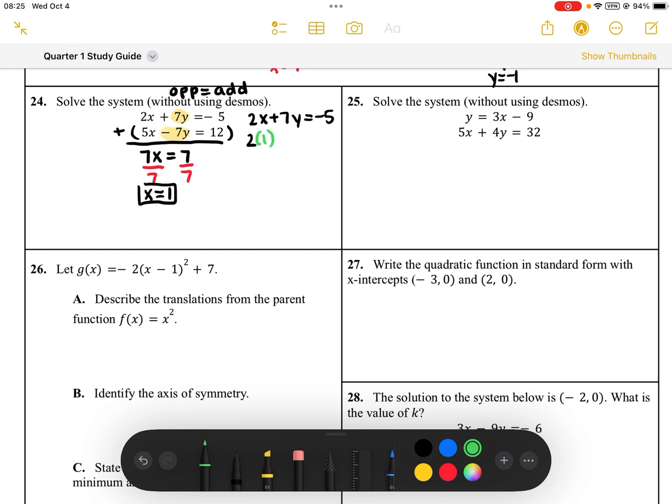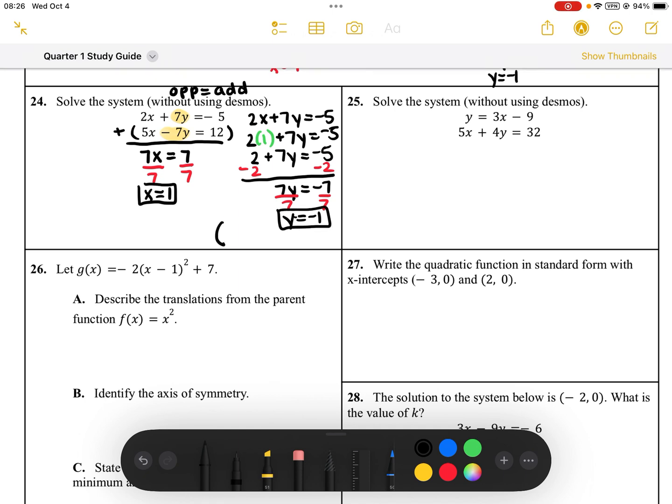So 2 times 1 plus 7y equals negative 5. 2 times 1 is 2, plus 7y equals negative 5. I'm going to subtract 2 from both sides. So I get 7y equals negative 7. And then divide both sides by 7 to get y equals negative 1.